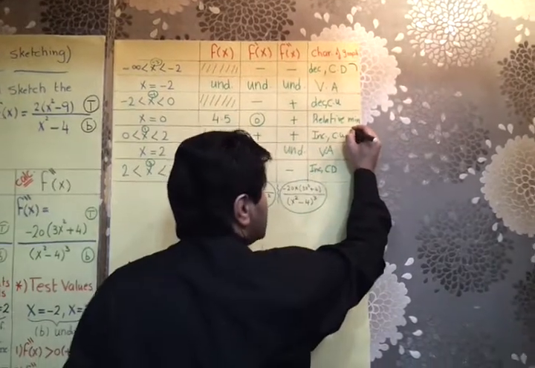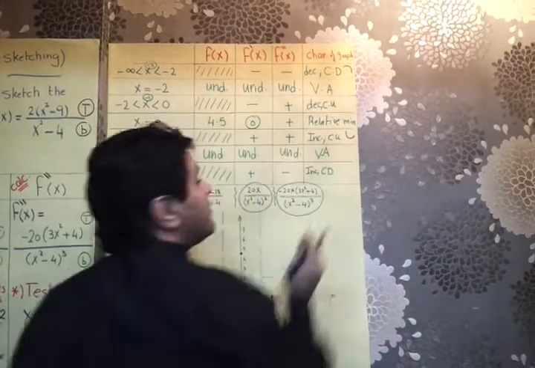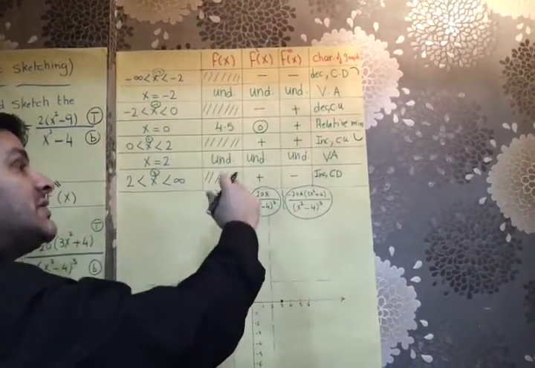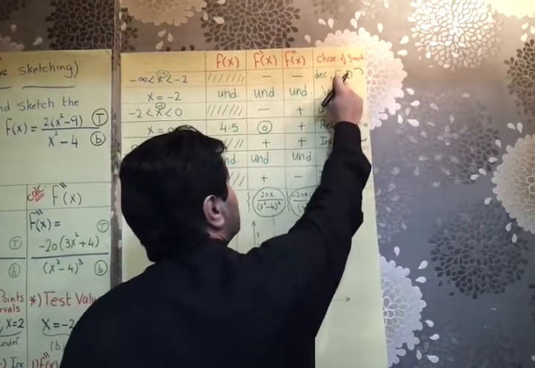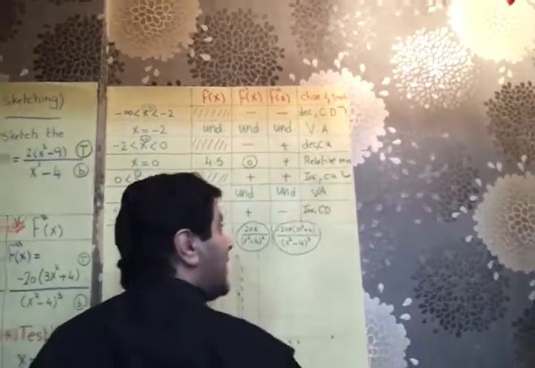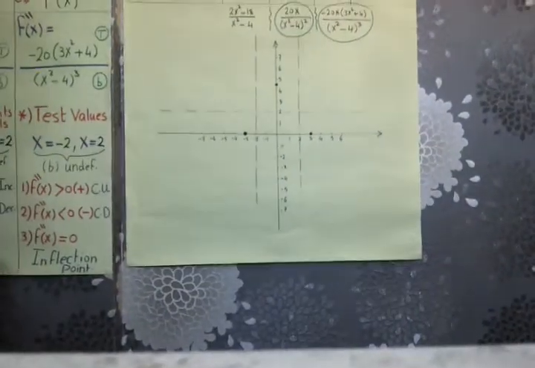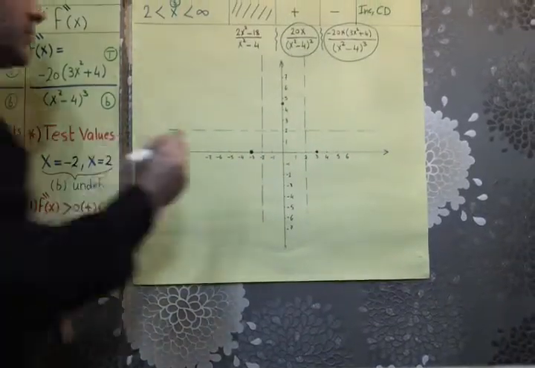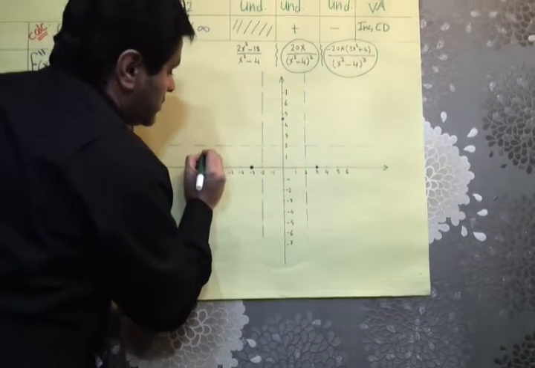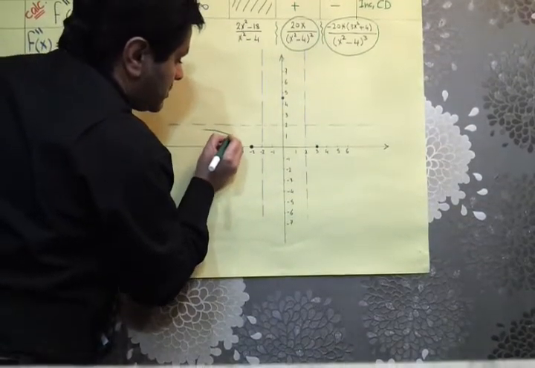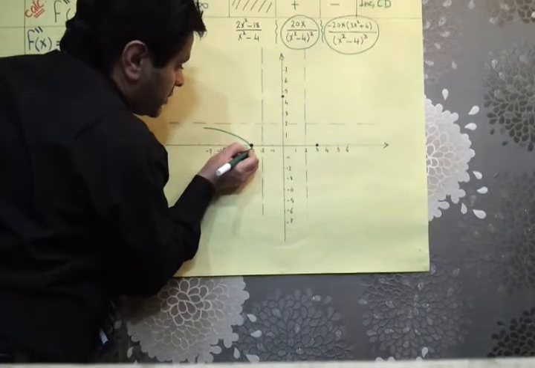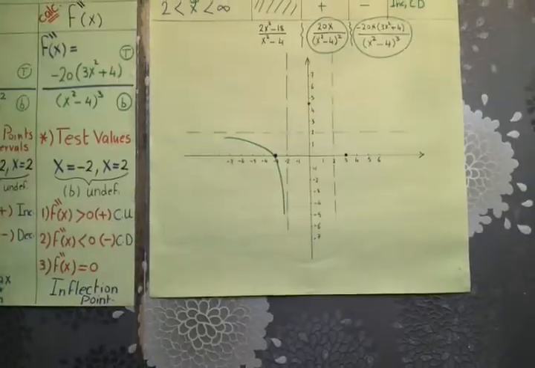Concave up should be like this. So the face of the function is going up, which means concave up, and for concave down, the function is facing down. We're going to graph the interval from negative infinity to negative 2 like this way. Okay, this is great.